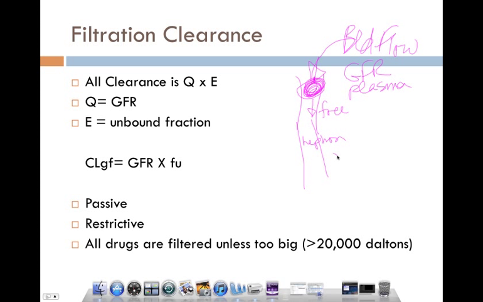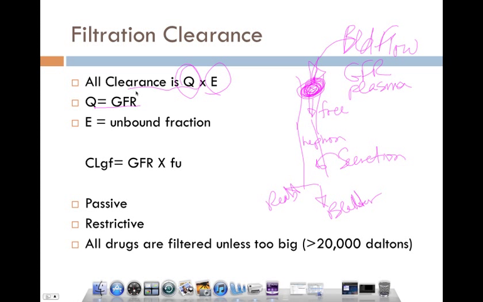And then down here, you're going to have secretion as you move down the nephron, and then reabsorption, and then out to the bladder, and there you go, out. But the first process is filtration, so only free drug will go through there. So remember, all clearance is Q, or blood flow, and extraction efficiency.